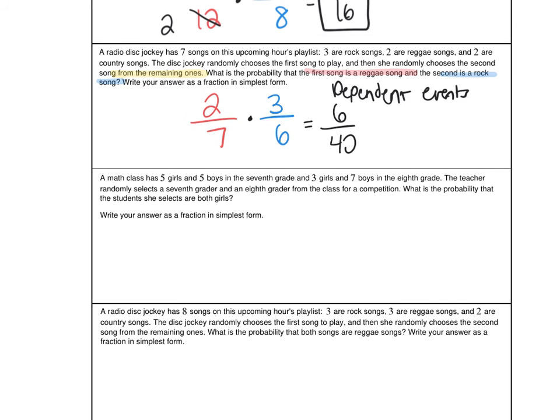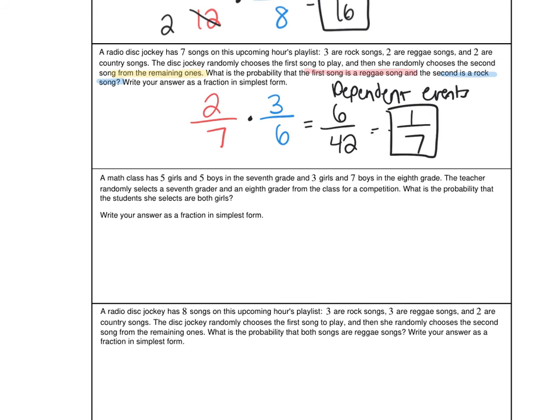And then if I finish this off, I have 2 times 3 is 6, 7 times 6 is 42, and you can divide those both by 6. So if you divide those both by 6, you're going to get 1 out of 7, 1/7. So your final answer here would be 1/7.